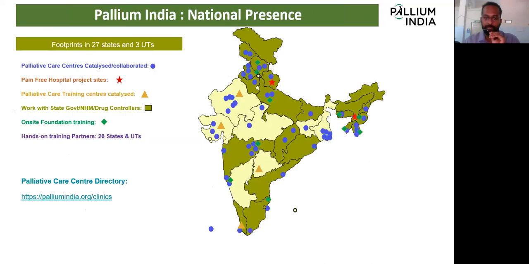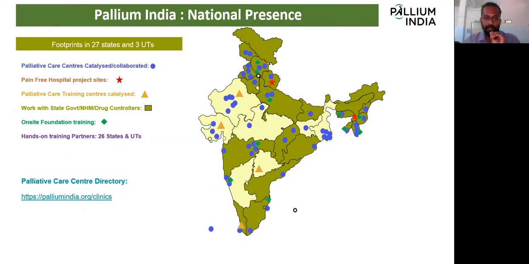She'll help you out. This is our Palliative India national presence, showing the various palliative care centers we have catalyzed or collaborated with throughout these years. You can see the red stars, two on the northern and northeastern parts of India. One is Cachar Cancer Center and the other is a research institute in Dehradun. Any patient visiting these hospitals is assessed on a pain scale of 1 to 10, 10 being the highest, and based on the pain assessment the patients are treated there.